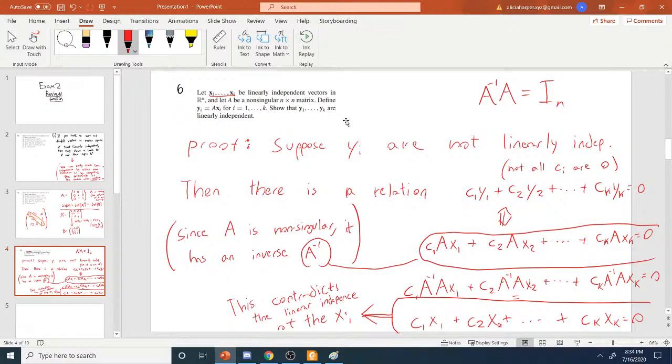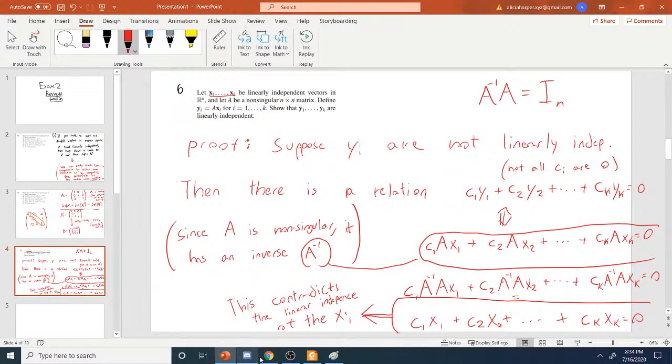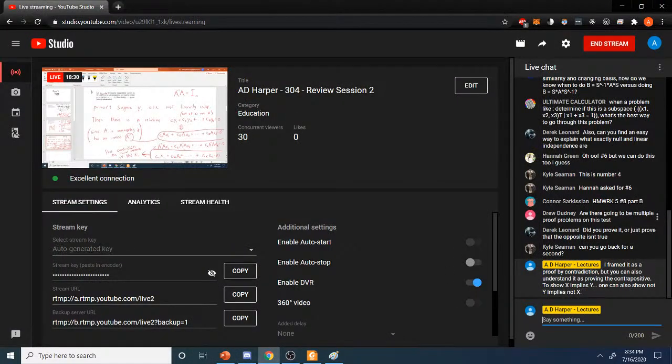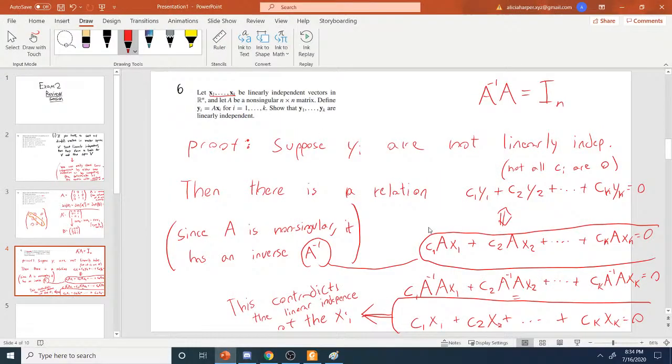Again, you could do this either as a proof by contradiction or by proving the contrapositive. When I saw it, the first way I saw it done was by contradiction. It doesn't matter. It's fairly straightforward. All you have to note is the main idea, which is that when you have a relationship between the yi, you can go backwards using A inverse to get a relationship between the xi.